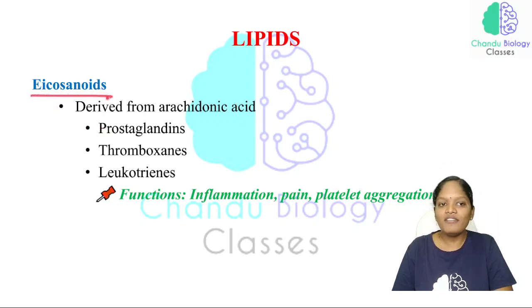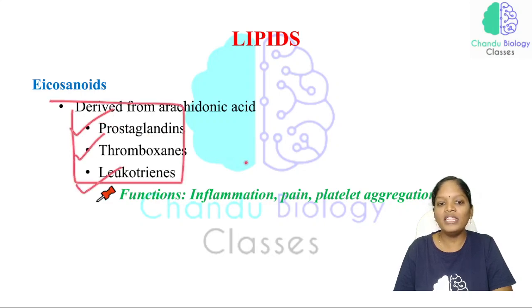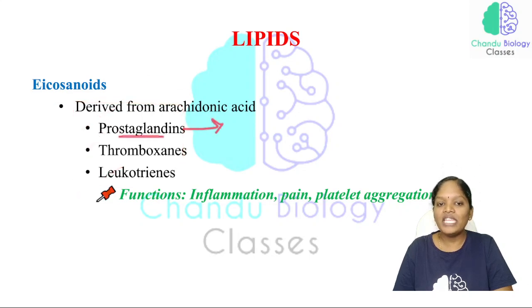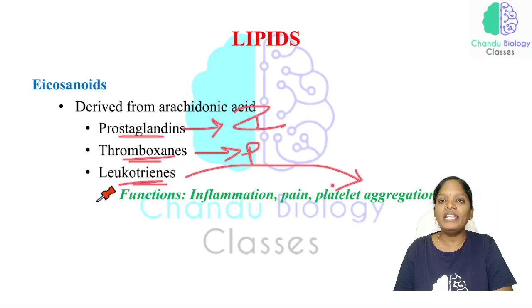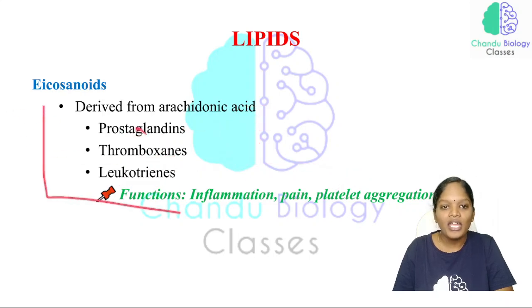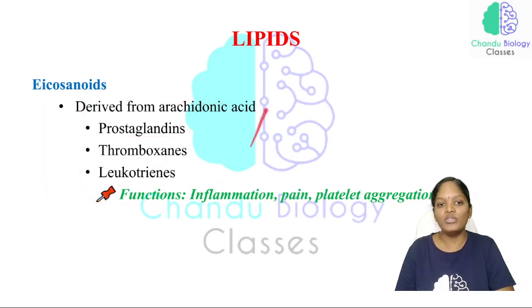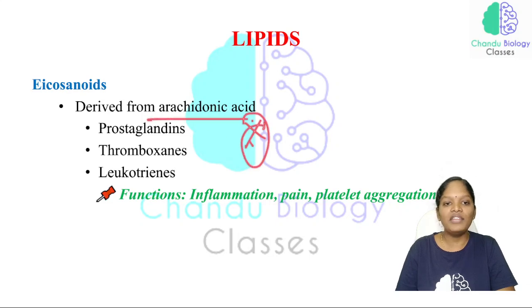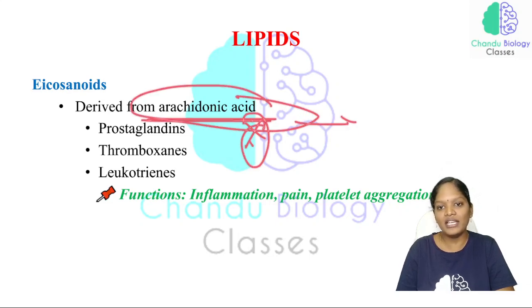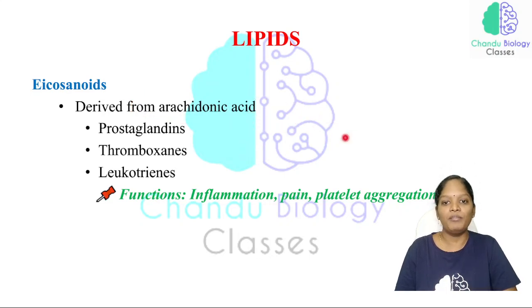And what are all the types of eicosanoids? That will be prostaglandins, thromboxanes and leukotrienes. Prostaglandins will be involved in inflammation. Thromboxanes will be involved in the pain reliever, and the leukotrienes will be involved in the platelet aggregation. So all these are the important functions of each eicosanoid. This is very important, and these eicosanoids have been derived from the arachidonic acid, and we have studied this under the fatty acids, which is the simple lipid.